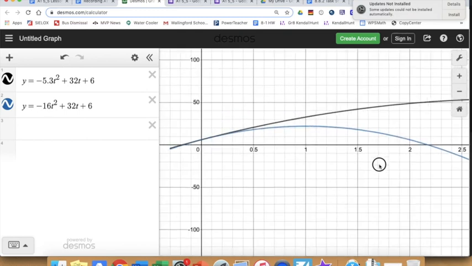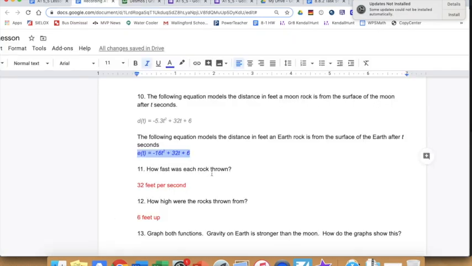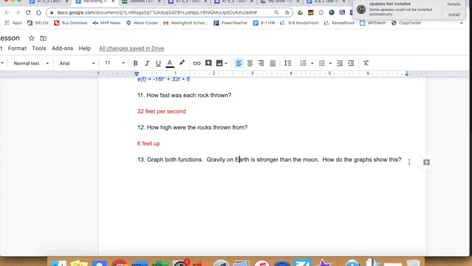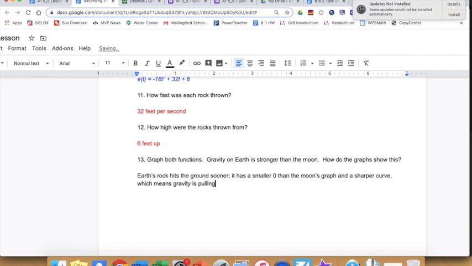So, going back to our task statements, gravity on Earth is stronger than the moon. How does the graph show this? Well, Earth's rock hits the ground sooner, or it has a smaller zero than the moon's graph, and a sharper curve, which means gravity is pulling it down faster. Alright, so gravity is that force acting in total opposite. You throw the ball up, gravity is constantly pulling it down. So the graph sort of shows you that.